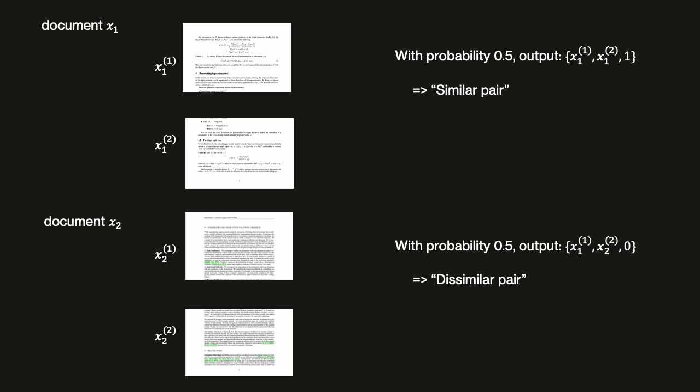And with probability of 0.5, we choose halves from different documents. So for example, the top half of document x1 and the bottom half of x2, and this will be a dissimilar pair with the label 0. And so the objective becomes finding a function that minimizes the difference between the predicted similarity/dissimilarity of the inputs minus the actual ground truth.